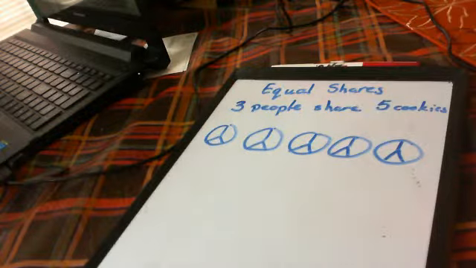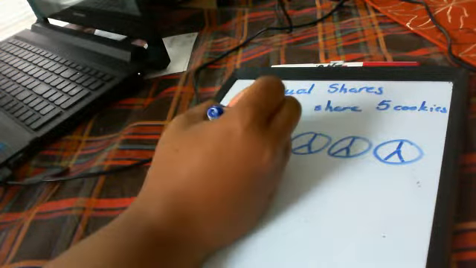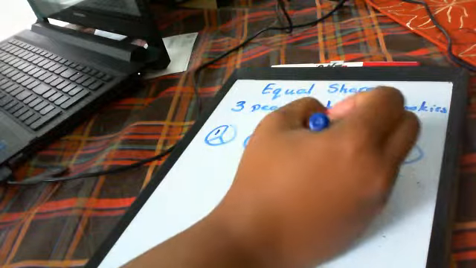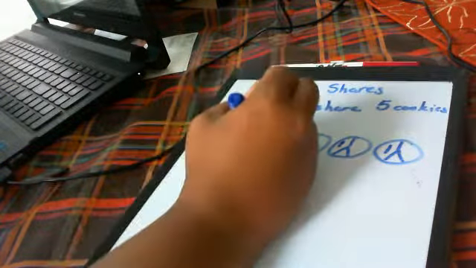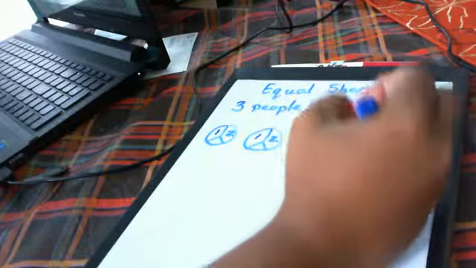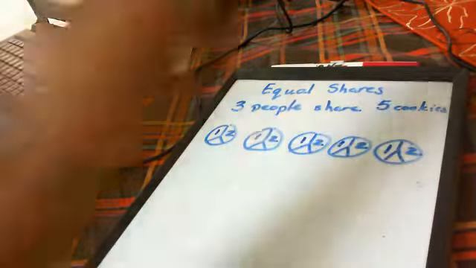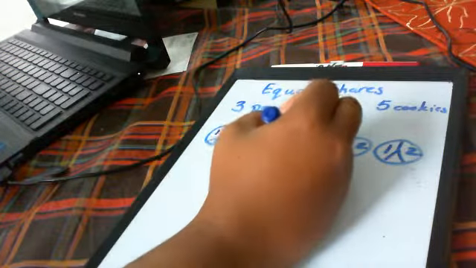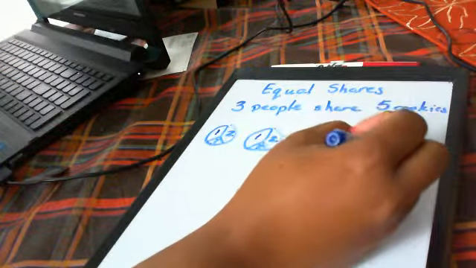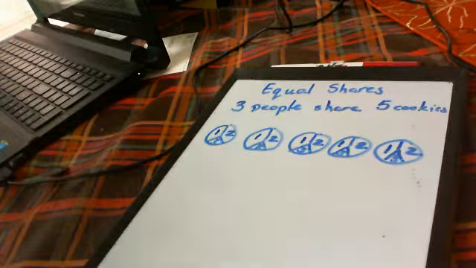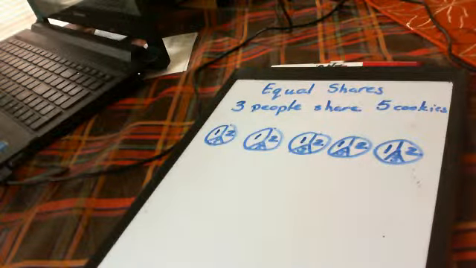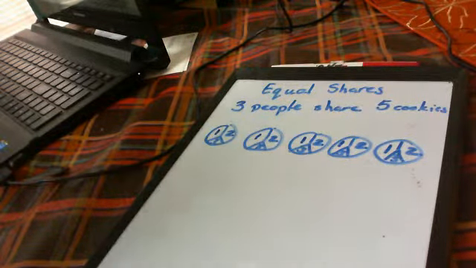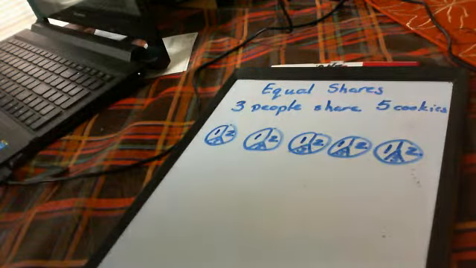So person 1 gets 5 pieces, person 2 gets 5 pieces, and person 3 gets 5 pieces. So now I need to know how many pieces they will each get.